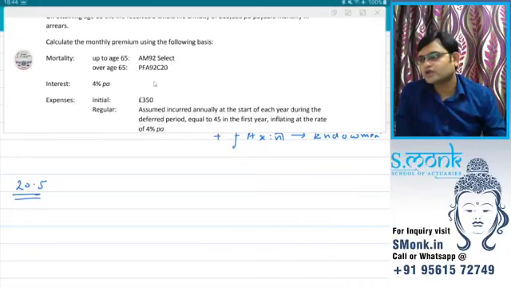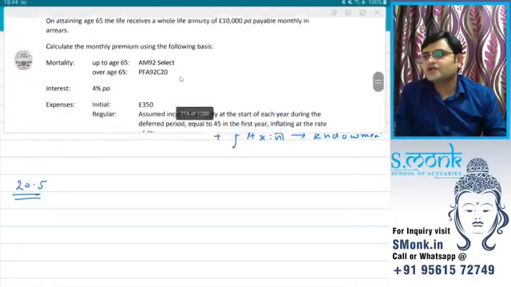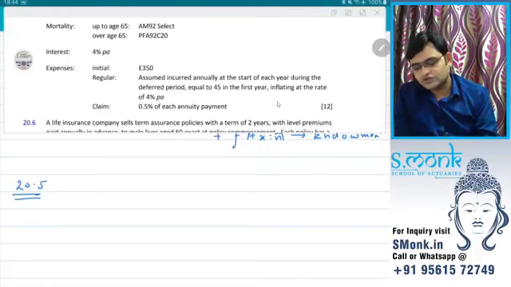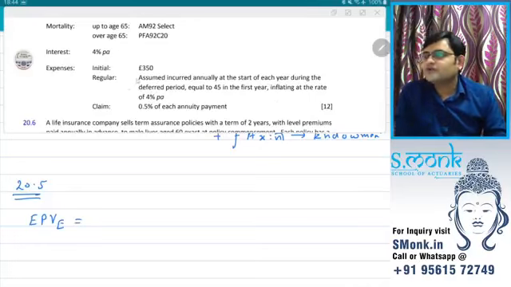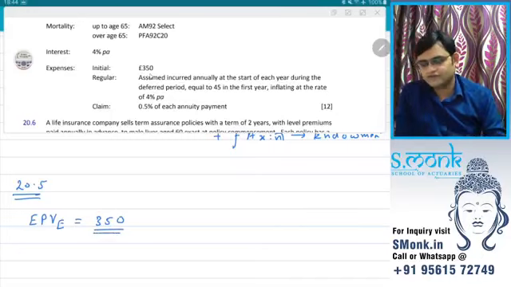I'll go slowly. Rather than solving the whole question first, I just want to show you how the expected present value of expenses will work. We are just going to solve the expected present value of expenses. The initial expense is 350, so initial will be as it is, 350.